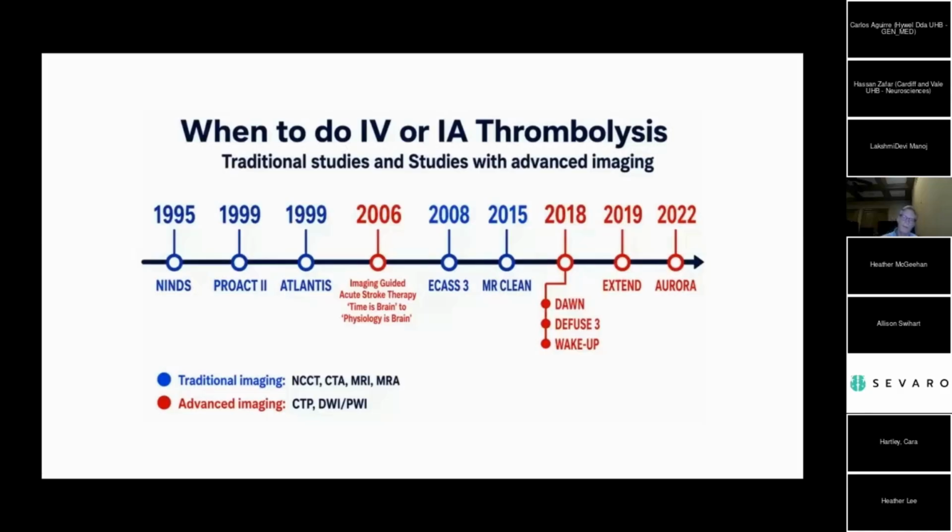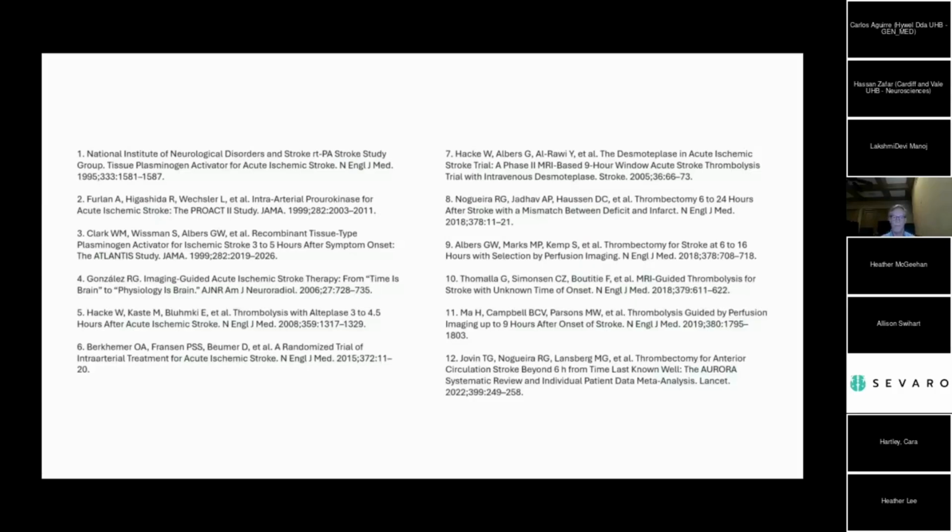Also, interestingly, 2018 was a huge year with these 3 trials, the DAWN, the DIFFUSE 3, and the WAKE UP. And 2018 is when they actually expanded the stroke windows to up to 24 hours. That's just all the authors of those articles and the articles themselves.